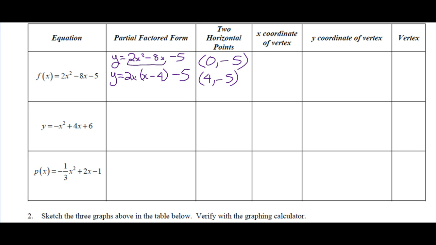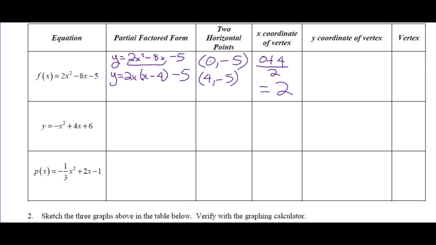What's the x-coordinate of the vertex? Well, we say, look, I've got 2 points on this horizontal line, so it's going to be 0 plus 4, right? It's the average of these guys, over 2. That's 4 over 2, which is 2. Yeah, and positive 2.